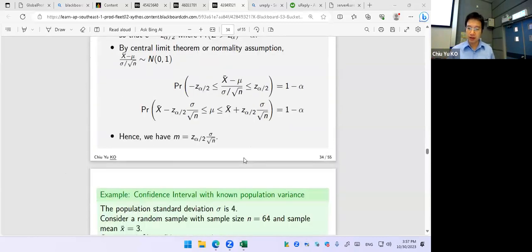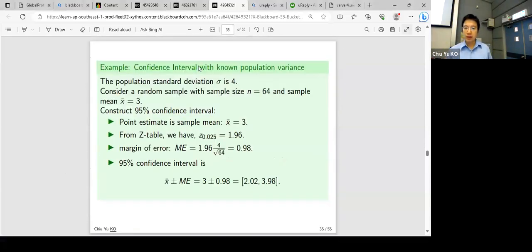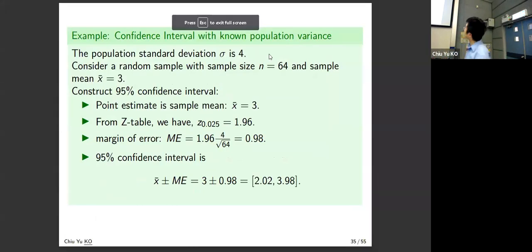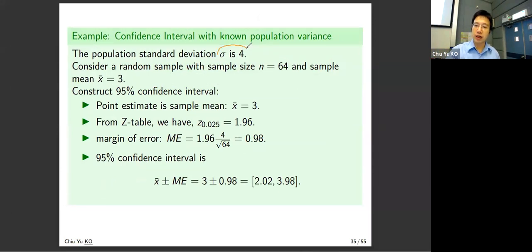Let's go to an example, to make sure that you understand. I'm not going to prove it, but let's see the example. This example is important because it illustrates everything we want to say. We have a population standard deviation of 4. You ask how we get this one. We will talk about this immediately when we don't have this value. At the moment, suppose we know it. And we collect data, n is 64, and the sample mean is 3.